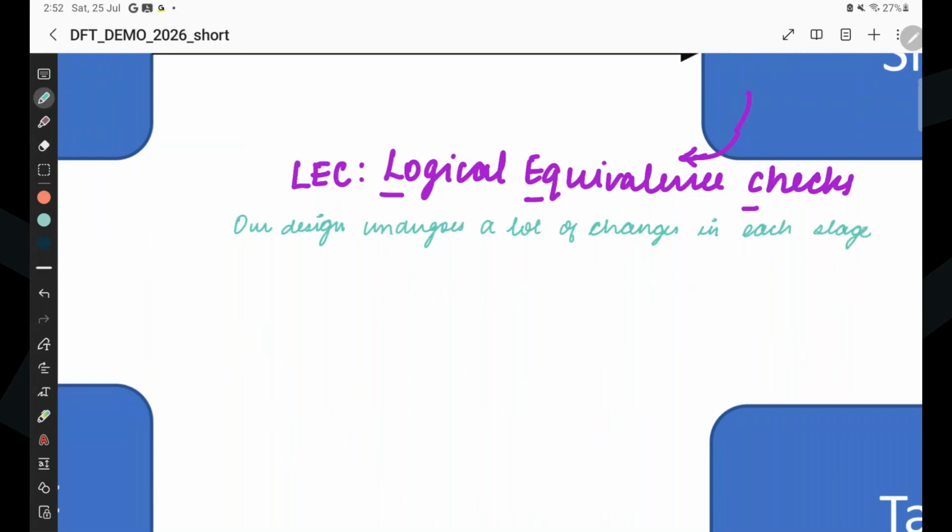Okay. So first we had the behavioral and data flow level model code. And then that got converted into a technology node specific gate level netlist.